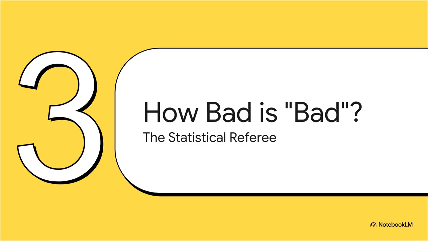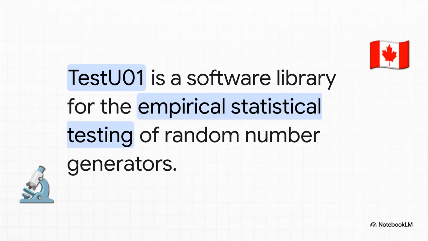But how can you actually prove a generator is bad? I mean, you can't just look at a list of numbers and go, yep, that looks wrong. You need to put it to the test. You need an independent and, frankly, a notoriously tough referee. And in the world of random number generation, that referee is called Test U01.